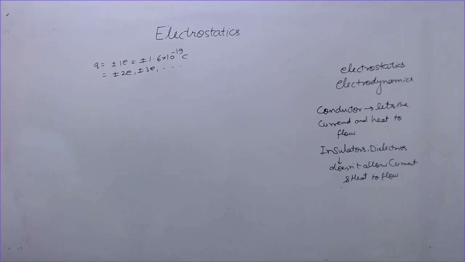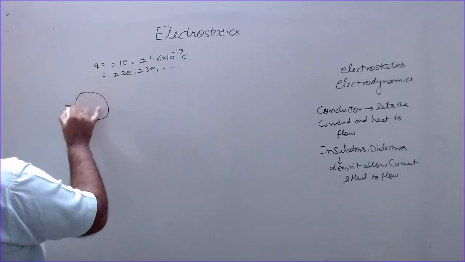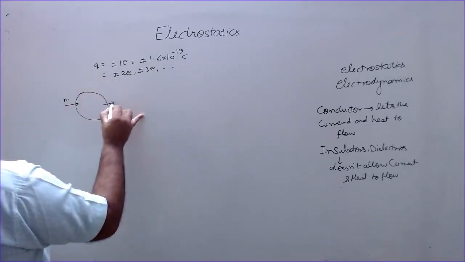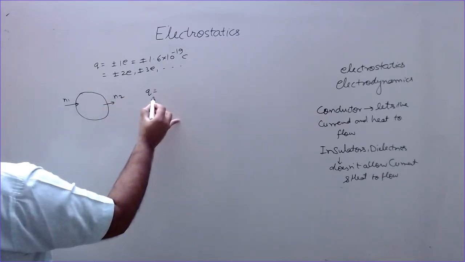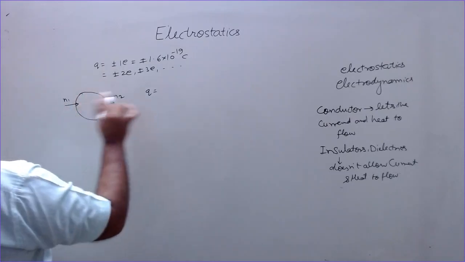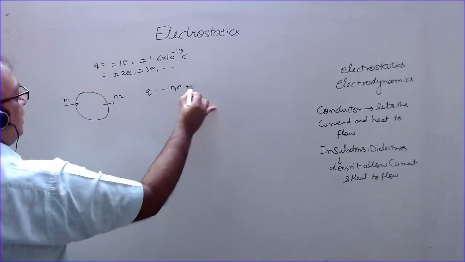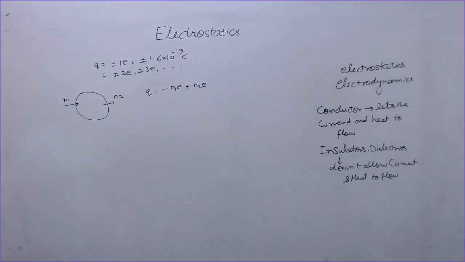And I told you that charge remains conserved. So what is the meaning of conservation of charge? तो अगर कोई body है हमारे पास, it is gaining n1 number of electrons, and on the other hand it is losing n2 number of electrons. So the charge acquired by this is equal to the negative charge due to gaining of electrons, minus n1e, and positive charge because of losing of electrons. So total charge is conserved.